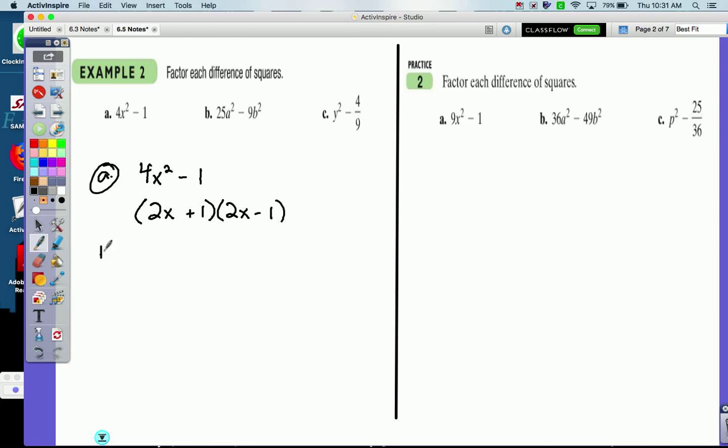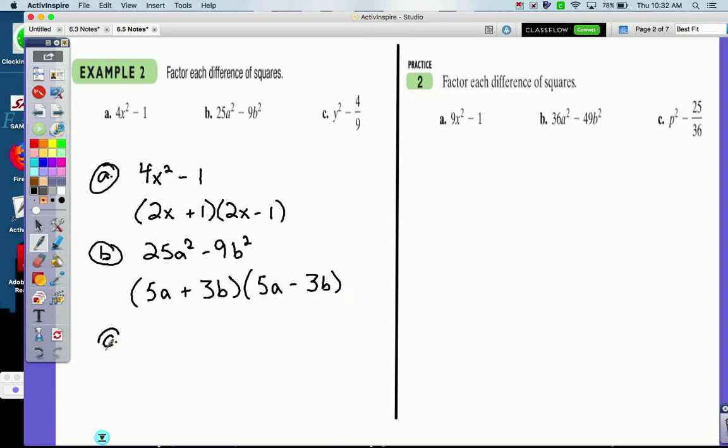All right, B, I've got 25a squared minus 9b squared. 25 is 5 times 5. A squared is a times a. 9 is 3 times 3. B squared is b times b. So yes, this is a perfect square. There's a minus in the middle. So 5a plus 3b times 5a minus 3b.